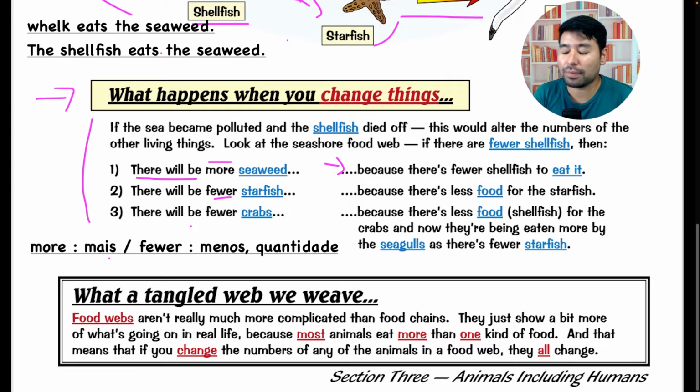Então, vamos lá. Number 1. There will be more seaweed because there is fewer shellfish to eat it. To indica que é um verbo, para comer aquilo, né? Then, again, there will be more seaweed because there is fewer shellfish to eat it. Number 2, there will be fewer starfish because there is less food for the starfish. Again, because there is less food for the starfish.